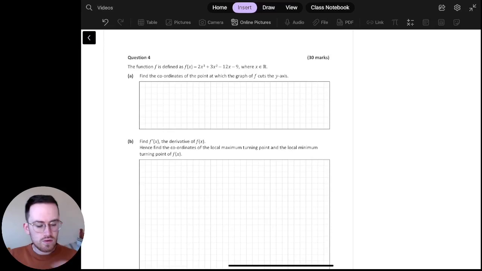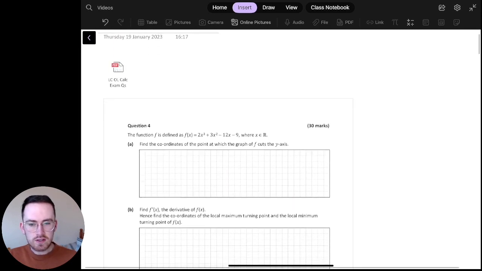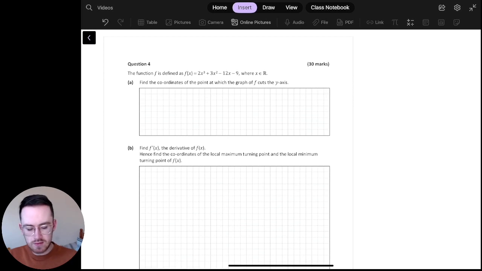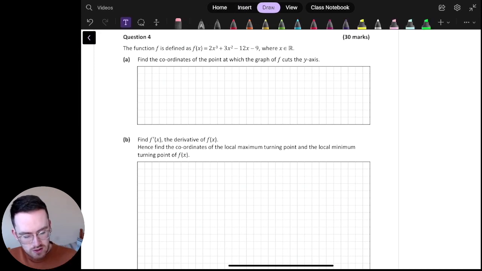Okay, so I'm going to go over these questions from the revision worksheet on calculus. So obviously going to start with the first question. So that was question 4, and it says the function f is defined as below. So this is our function. And the very first question says find the coordinates of the point where the graph cuts the y-axis.